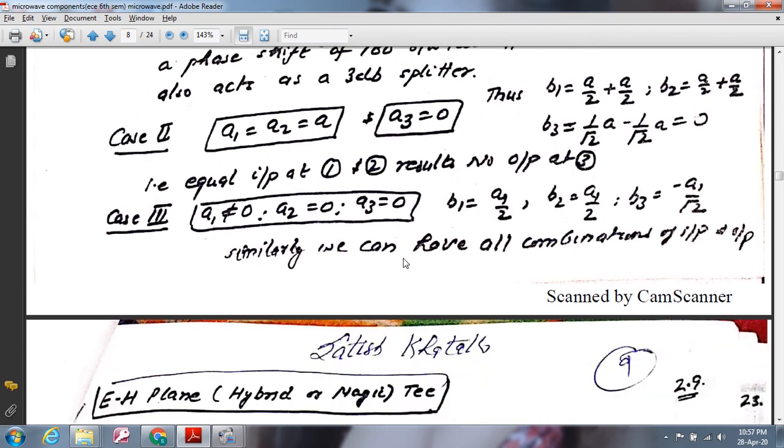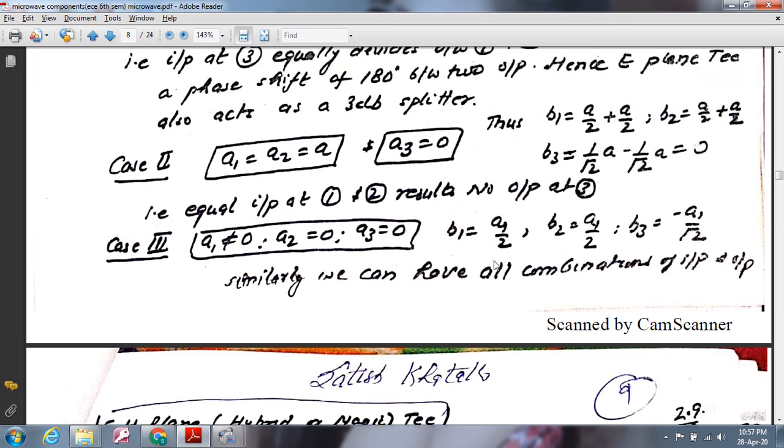Similarly, we can have all combinations of inputs and outputs. So this is how the S matrix and S parameters are going to help in studying E plane T and H plane T.